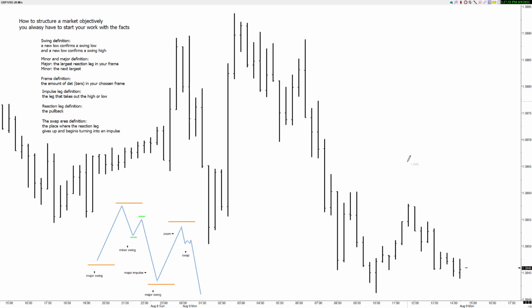Next thing, we have minor and major definitions, because the market is fractal. And so we define it. Major is going to be the largest reaction leg in our frame. Minor is going to be the next largest. So there's a definition for reaction leg as well. Reaction leg definition: it's the pullback. Impulse leg definition: it's what takes out the low or the high. Frame definition is the amount of data.